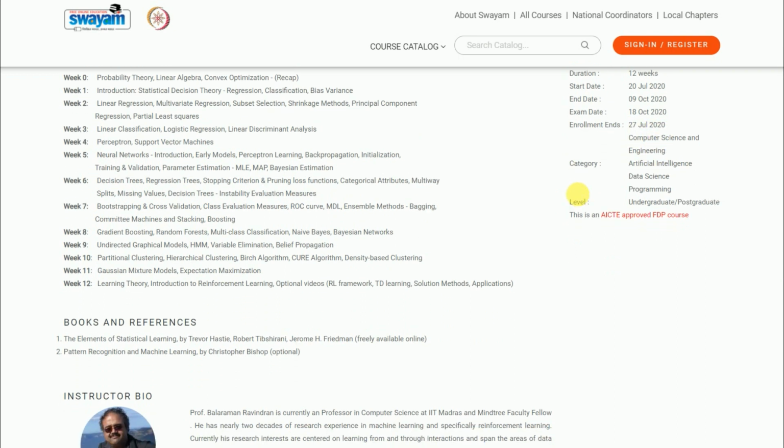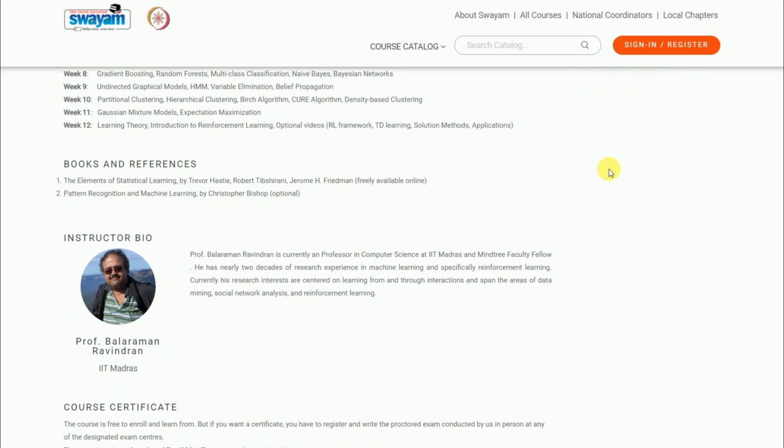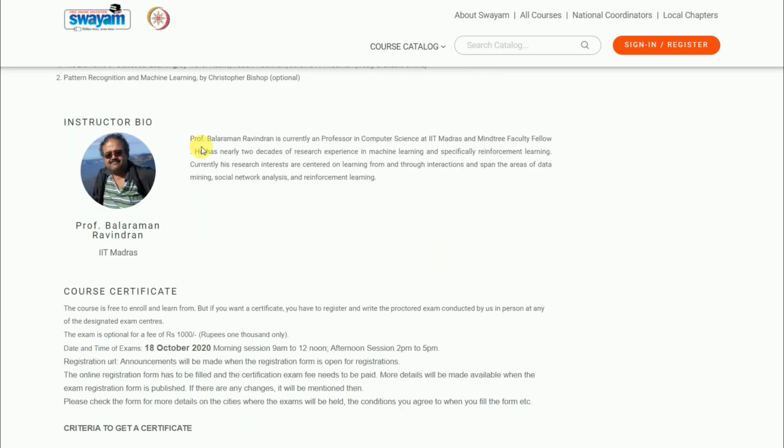And also this course is approved by AICTE, which is actually good. And if you like to read, they have also given you some books and references, so you can check these out as well. This book is freely available online, so that is again a good thing. And if you want to read about the instructor, you can read about him here as well.